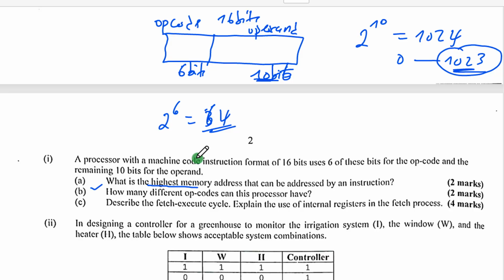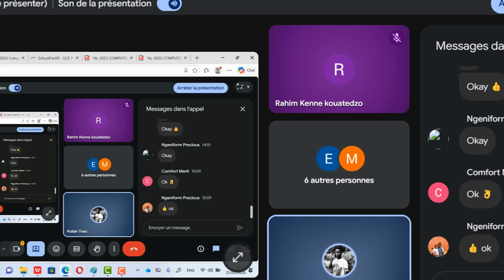Now the C part, they say describe the code. We did it already. So you have seen that, 2 marks. The questions are not difficult, but if you don't have this information, you cannot answer them. You cannot answer them. Good.